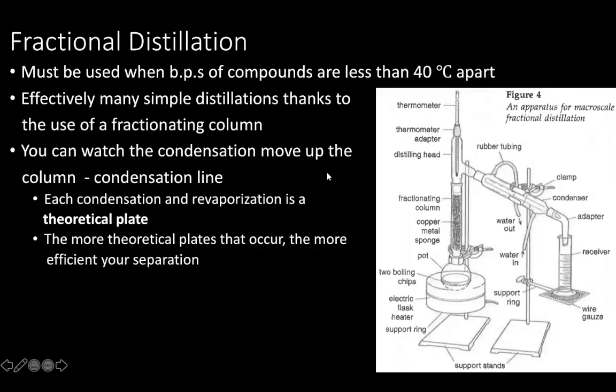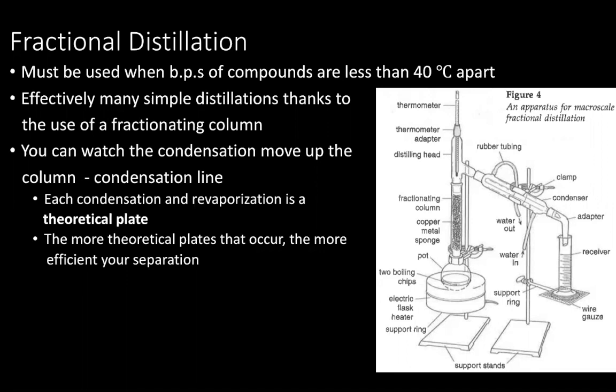What's happening is as the condensation line is moving, condensation of the vapors is occurring, and then due to the heat from the heat source, the liquid condensation is re-vaporized, and effectively many mini distillations are occurring along the height of that column. This idea of condensation and revaporization is called the theoretical plate, and the more theoretical plates that occur for your fractional distillation, the more efficient your separation.